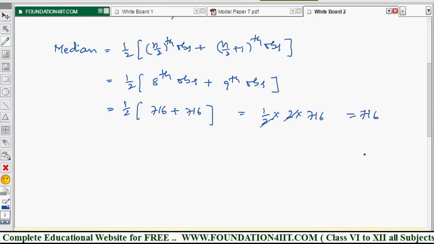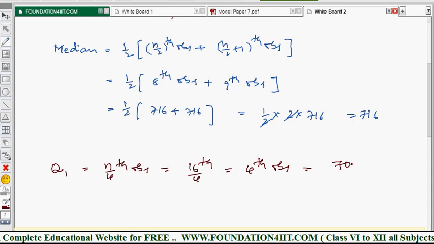Now quartile 1 and quartile 3 we should find out, Q1 and Q3, because we need the interquartile range, Q3 minus Q1. So Q1 is equal to the n by 4th observation. So 16 by 4 means the 4th observation in the list. The 4th observation from the start is 705. Okay, 1, 2, 3, 4th number.